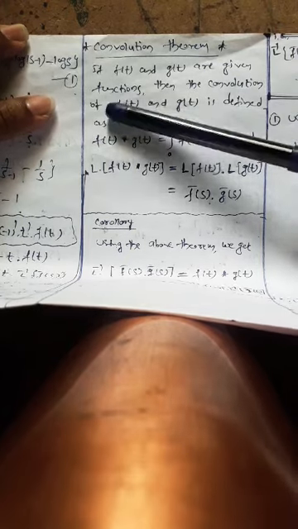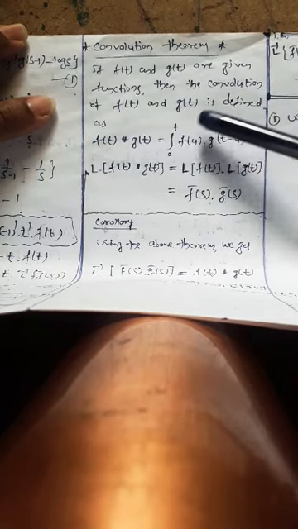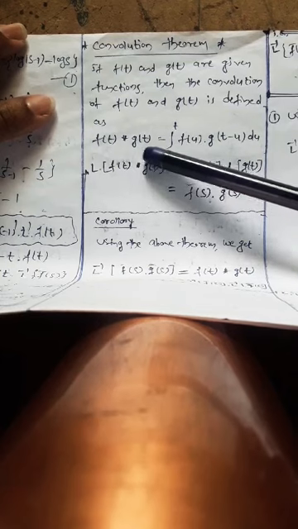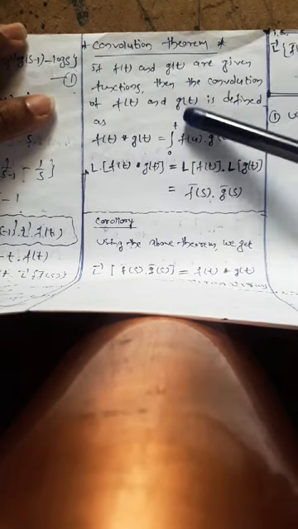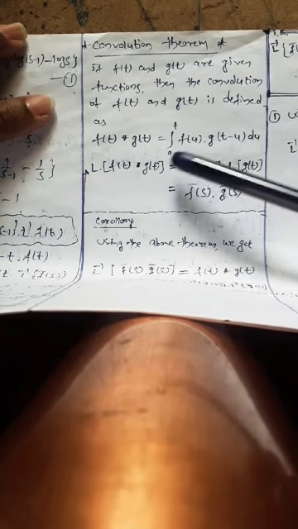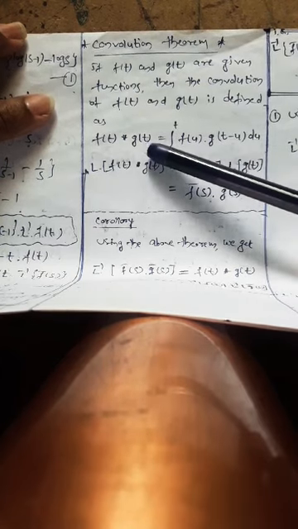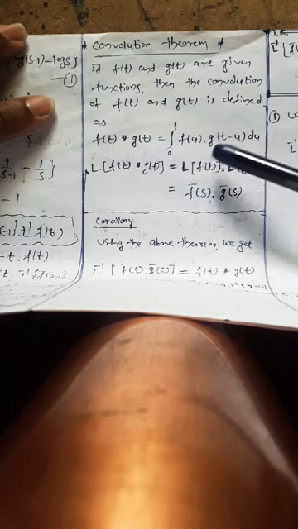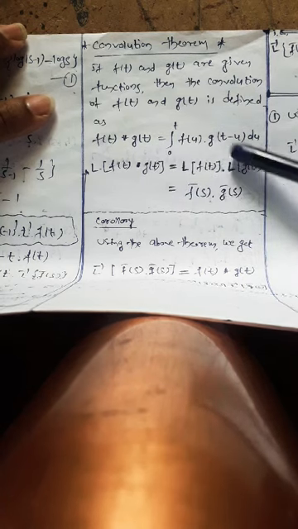Here the convolution theorem statement is: if f of t and g of t are given functions, then the convolution of f of t and g of t is defined by f of t multiplication of g of t equals integration of 0 to t f of u into g of t minus u. In f, in place of t we have to write u, whereas in g we have to write g of t minus u. That is the difference. That's it.